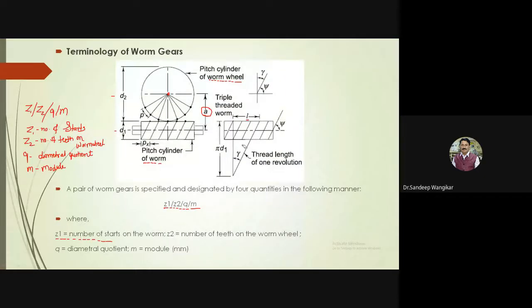By taking the reference of this particular diagram, I will explain. This is one point taken, and after one revolution, it is the same point advances up to this position. So this is nothing but the lead. I can say it is 3 times of the pitch. So it is a triple threaded worm. Therefore, L is here 3 times of the pitch.